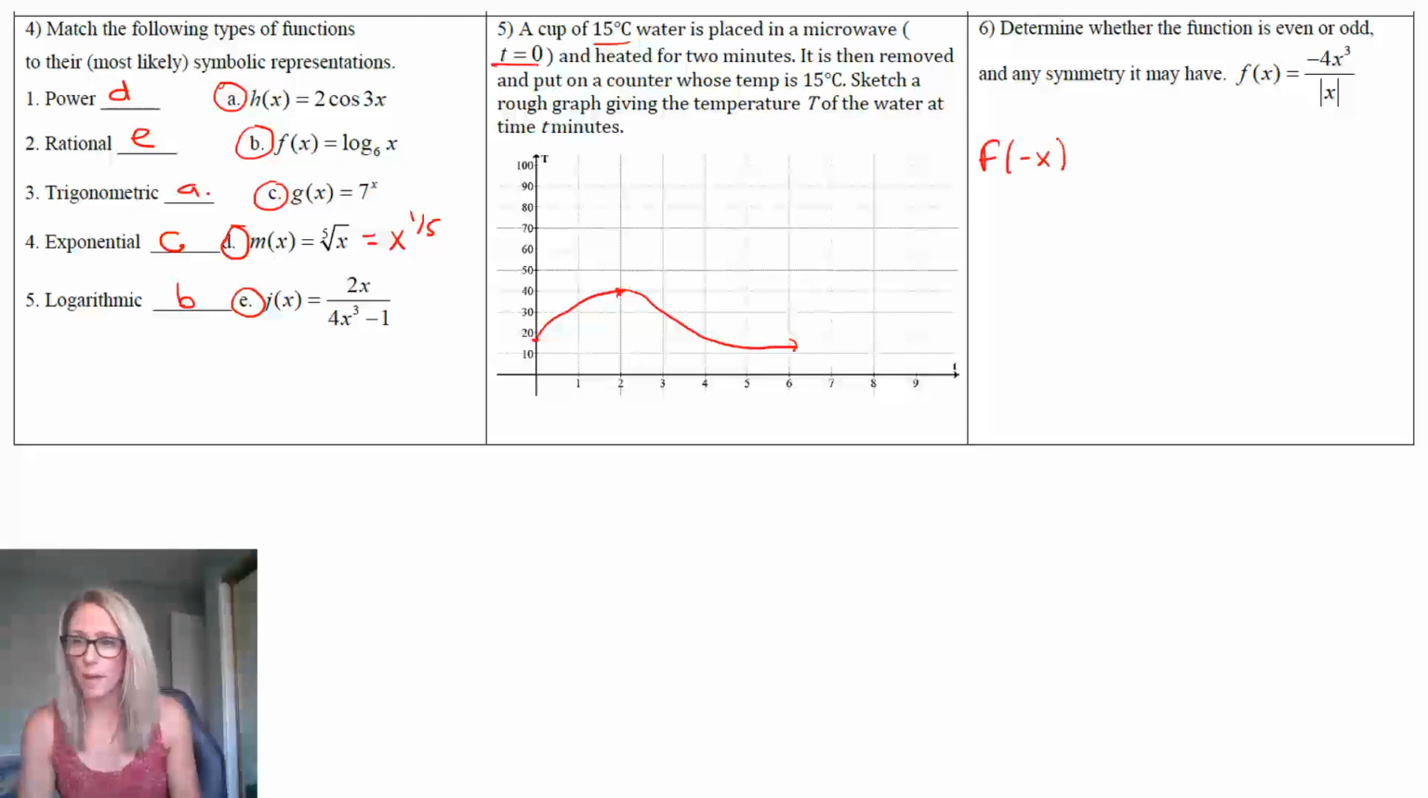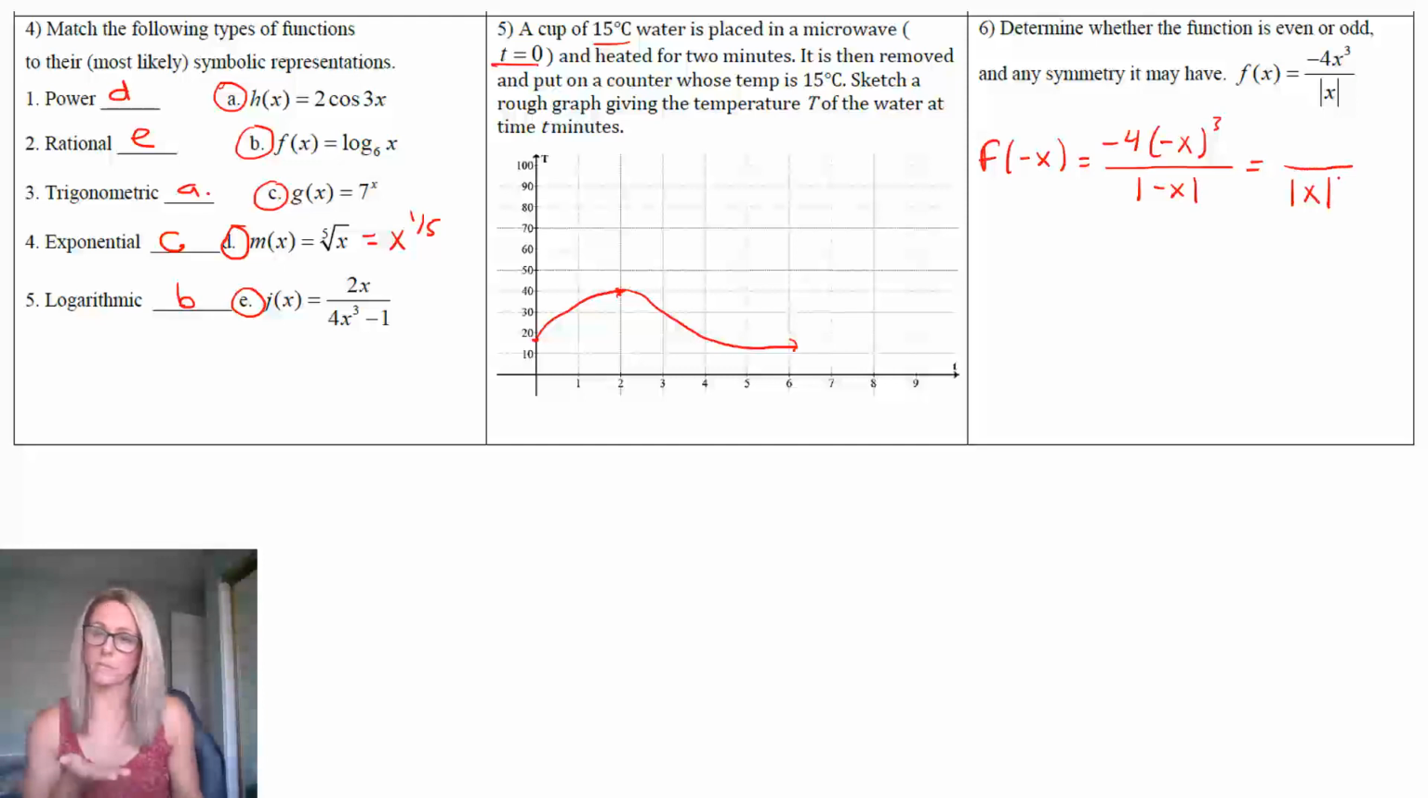So I'm going to put in negative x, just like I did before. So I have negative 4. Now I'm going to have negative x, and that's going to be to the third over the absolute value of negative x. So key things to see here is that the absolute value of negative x is just the same as the absolute value of x. So the absolute value of 5 is 5. The absolute value of negative 5 is 5. So that doesn't change. That is the same thing.